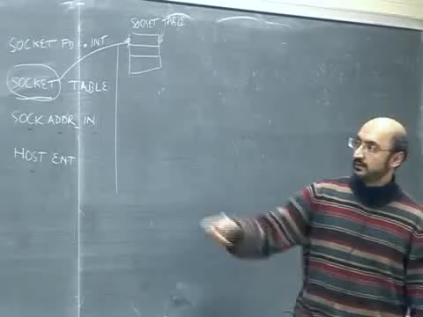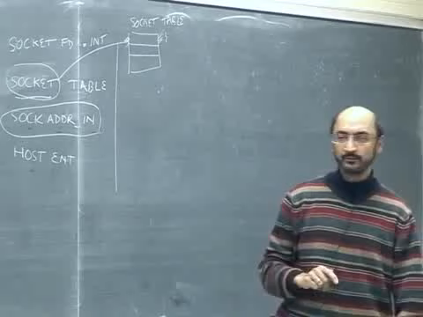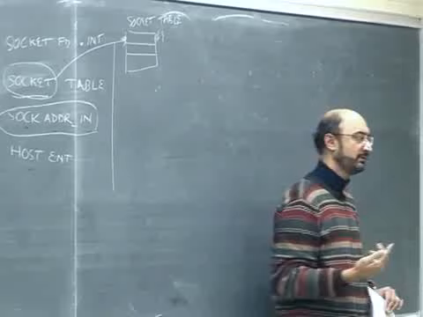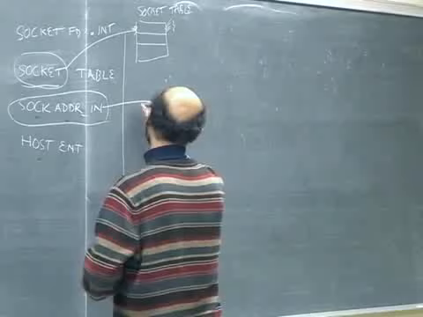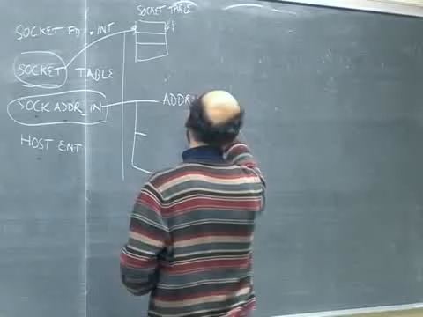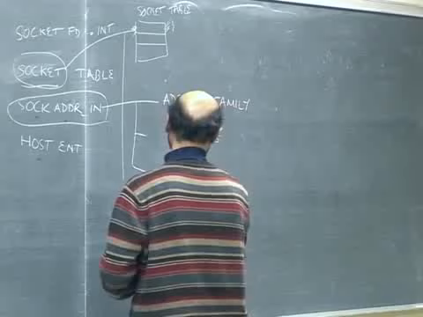The second one is what's called the sockaddr_in. This is sort of this stuff over here. What is it that's stored in the socket table corresponding to this socket? What we really want to know over here is, who are we talking to? That's basically what we want to know. And so this has got three fields in it. One of them is called the address family, and I'll talk about that in a minute. Then there's the IP address, and then there's the port number.